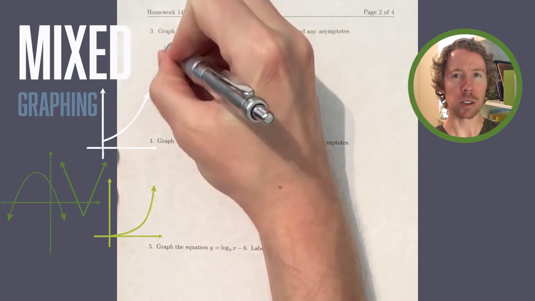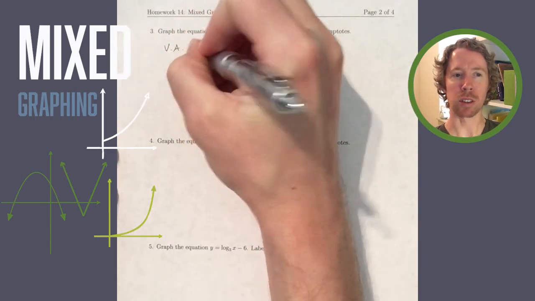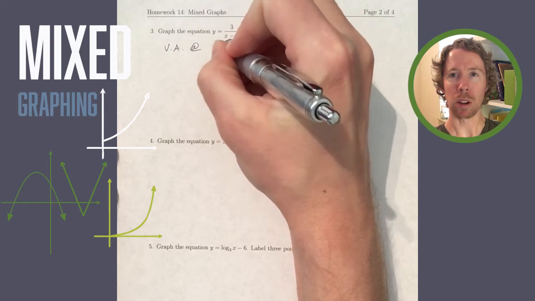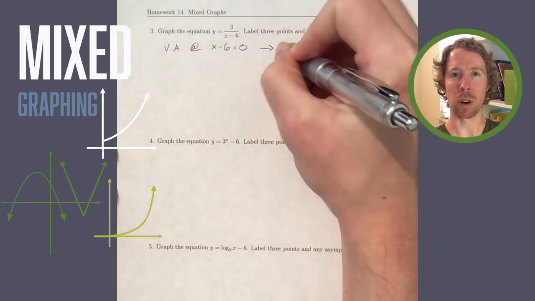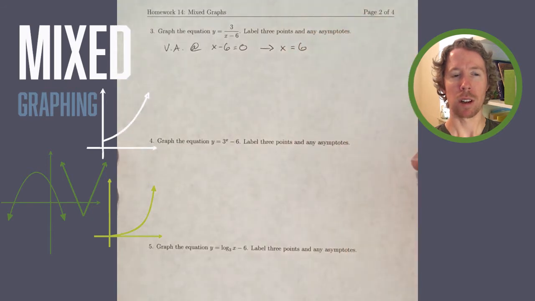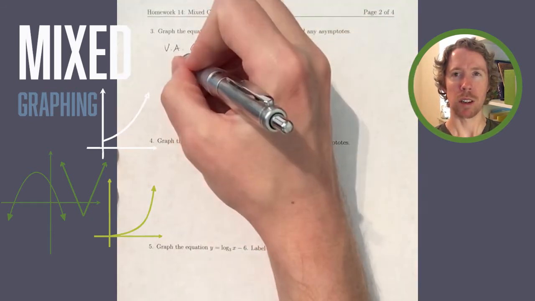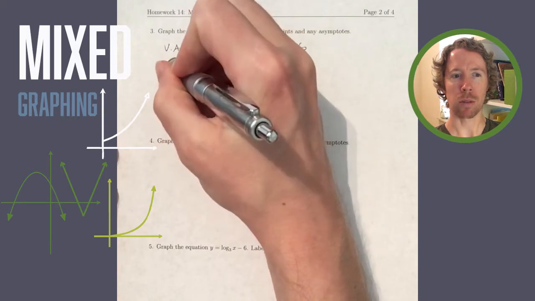To graph this equation, the first thing I notice is that it's a rational equation. So I'm going to look for vertical asymptotes. I know those happen at places where the denominator is 0. So set the denominator equal to 0. You get x equals 6. That's a vertical asymptote for this graph.